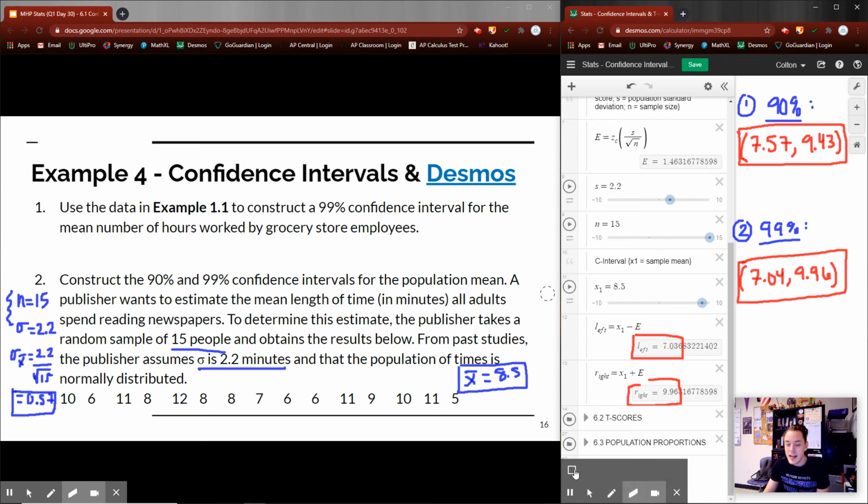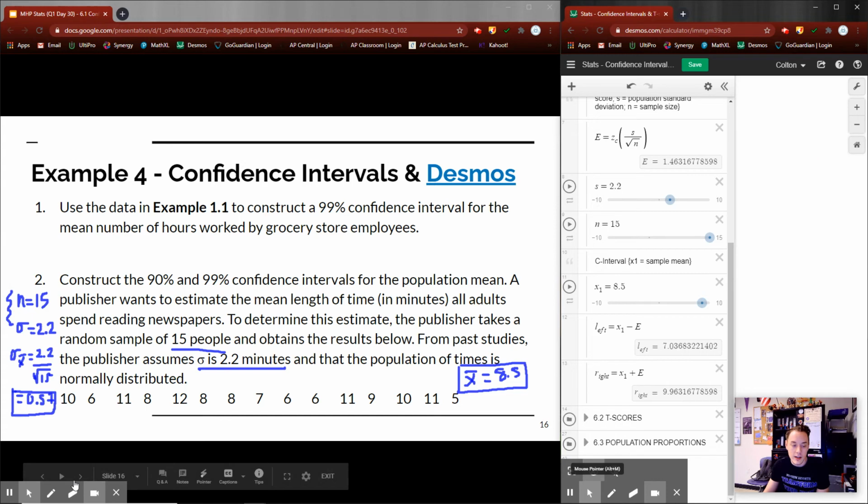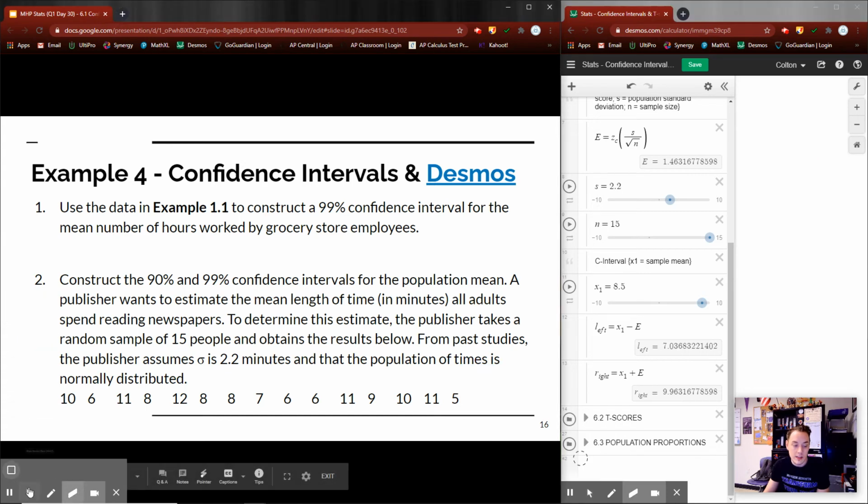Okay, so let's erase that, and let's move on to a couple more examples.